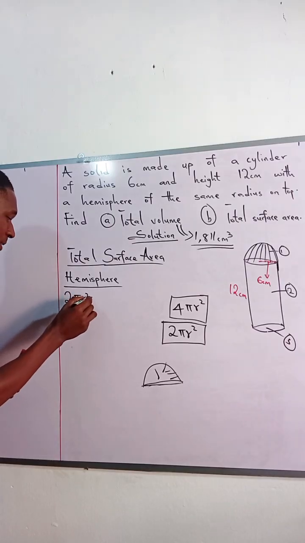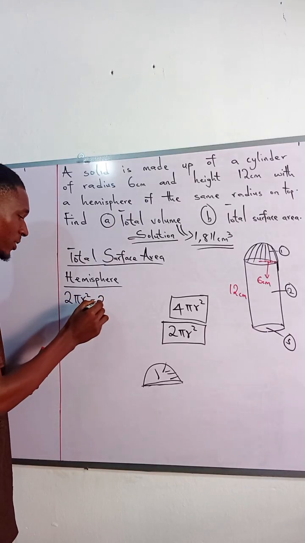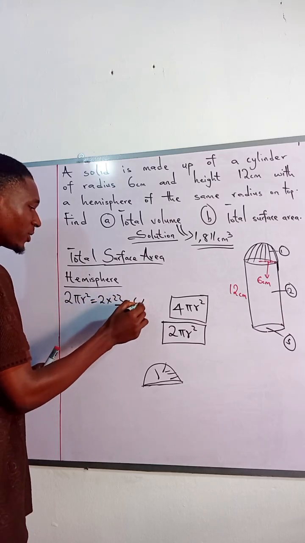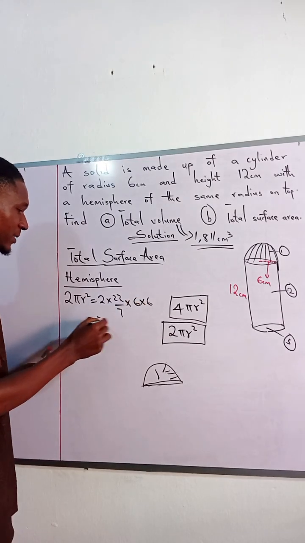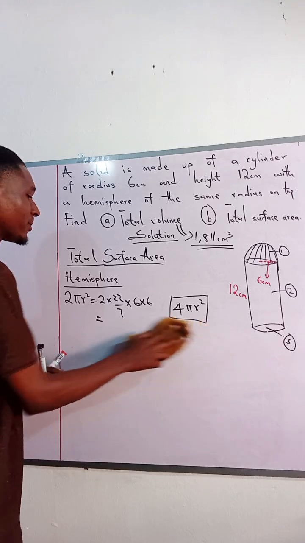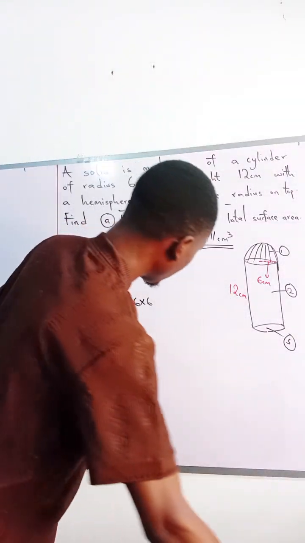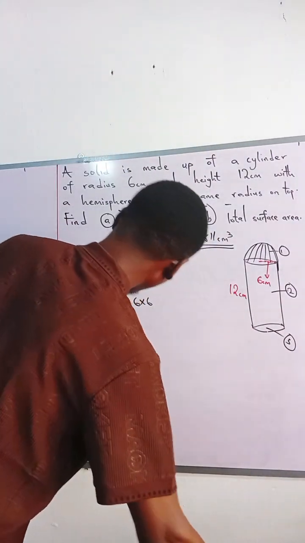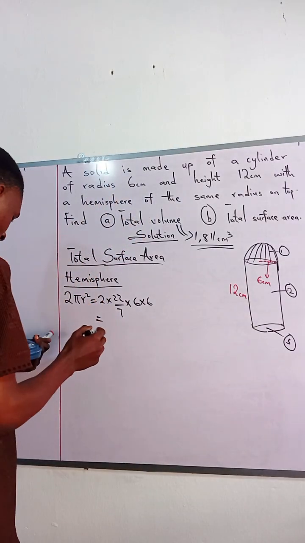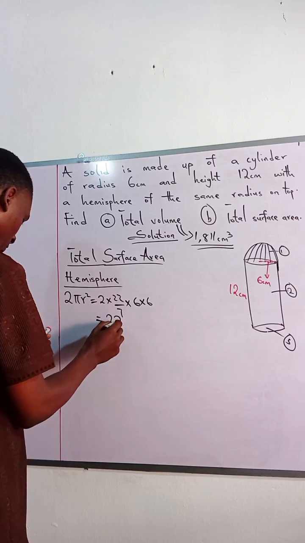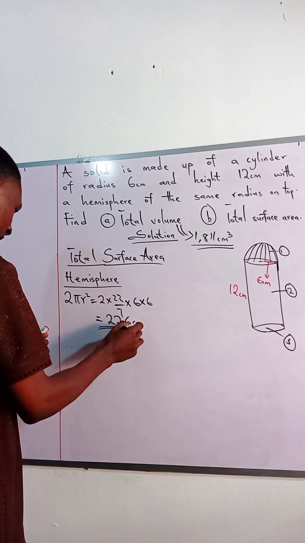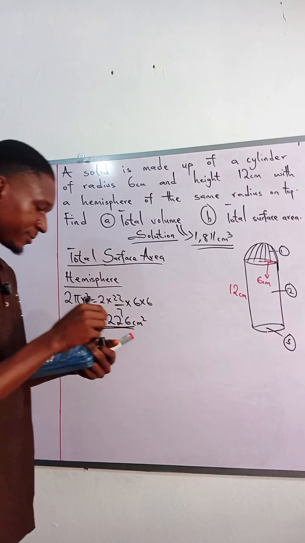2 pi r squared. 2 multiplied by pi, which is 22 over 7, and our radius is 6 multiplied by 6. We do this to get our total surface area for the exposed part of the hemisphere. Let's multiply. I got 226.2, so I don't want complications, I will just use 226. And remember, this is in centimeter square since it is area.